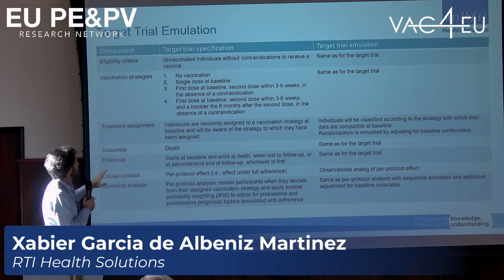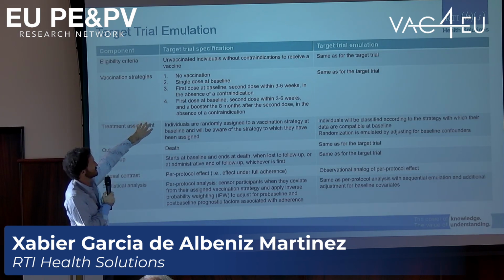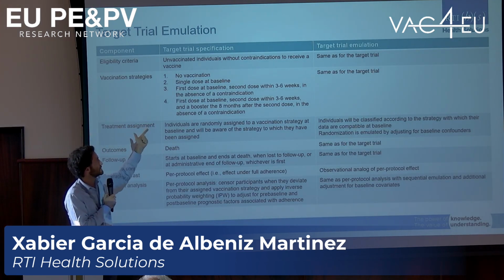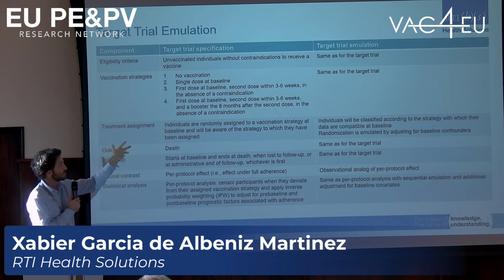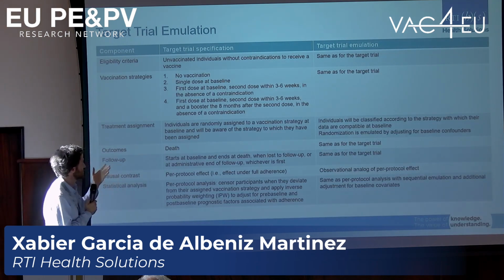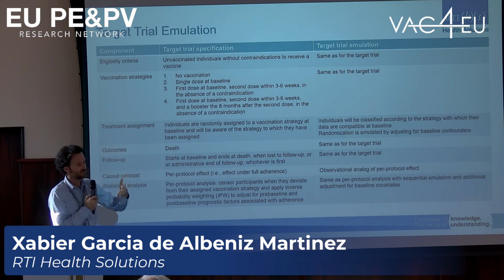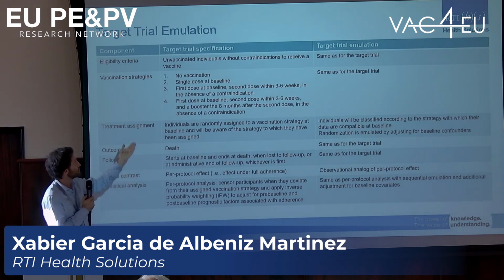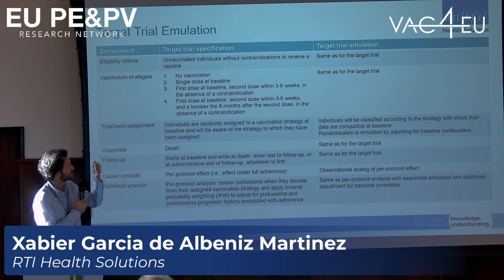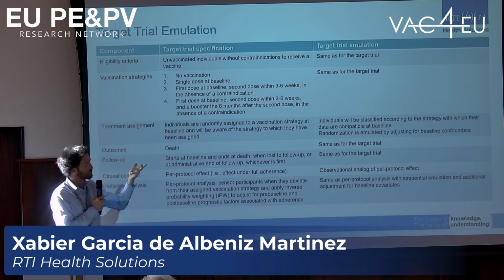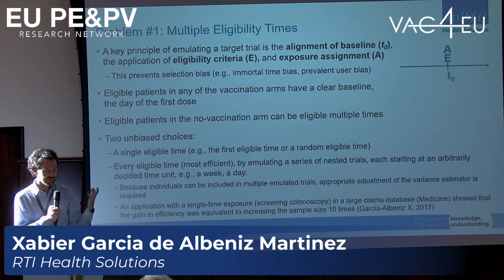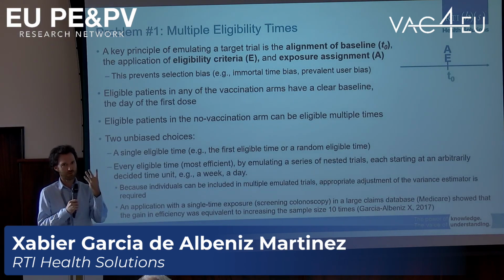In our case, we have four vaccination strategies, which are no vaccination; single dose vaccination at baseline; first dose at baseline and a second dose within 3 to 6 weeks, of course only in the absence of a contraindication. If you receive a first dose and have an anaphylaxis, nobody is going to give you a second dose. And the fourth strategy is receiving a first dose at baseline, a second dose within 3 to 6 weeks, and a booster 8 months after baseline. Okay, so to emulate this trial, we have four problems.